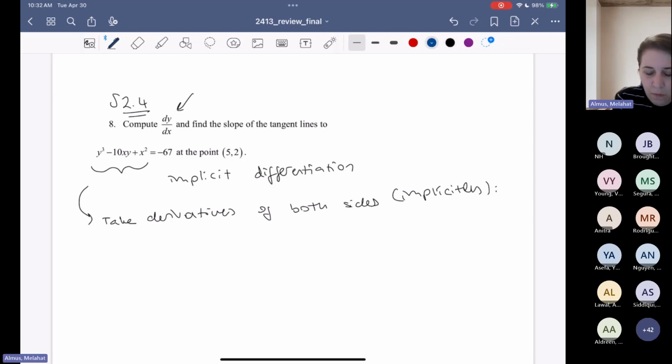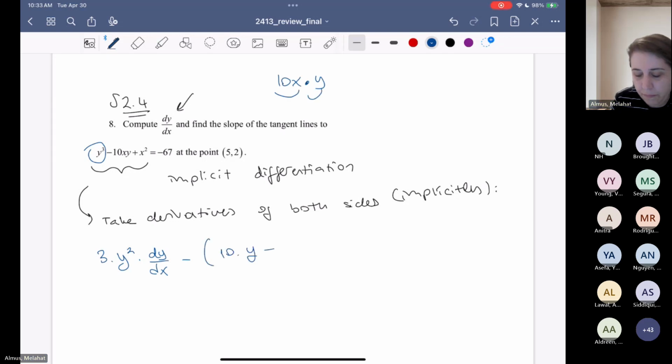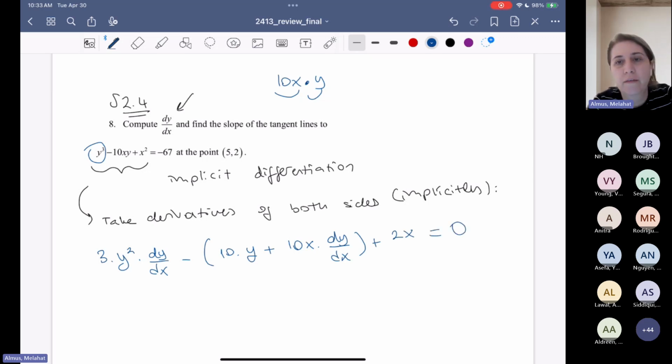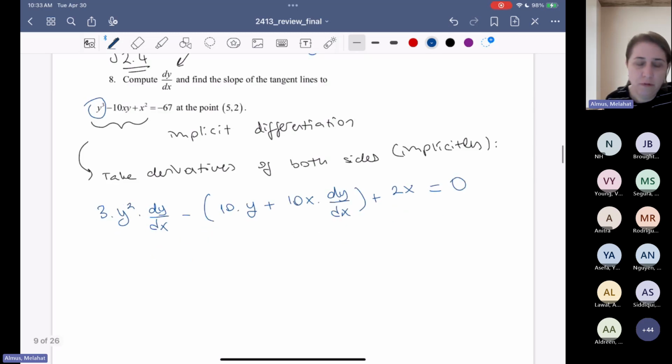Y cubed, the derivative is 3y squared dy by dx. Negative 10xy is like 10x times y, so it calls for the product rule. And 2x is derivative as usual, and derivative of a constant is 0. So this is taking the derivative. You want to find the slope of the tangent line at 5, 2, right? So you can plug in 5, 2 now, or you can first solve for dy by dx and then plug in 5, 2. Both are possible.